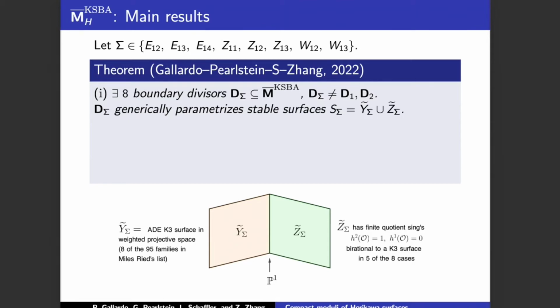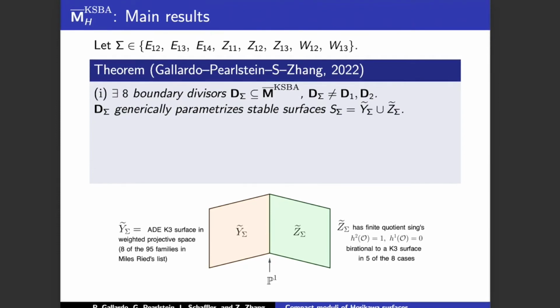And in 5 out of the 8 cases, we can show that it's birational to a K3 surface in a non-trivial way. If you're really curious about which one of those cases I'm talking about, it's the Z's and the W's.